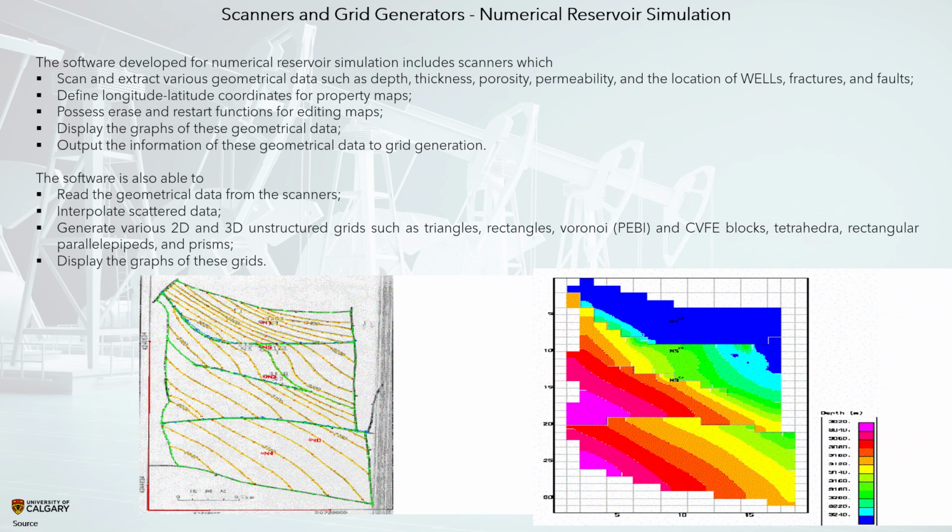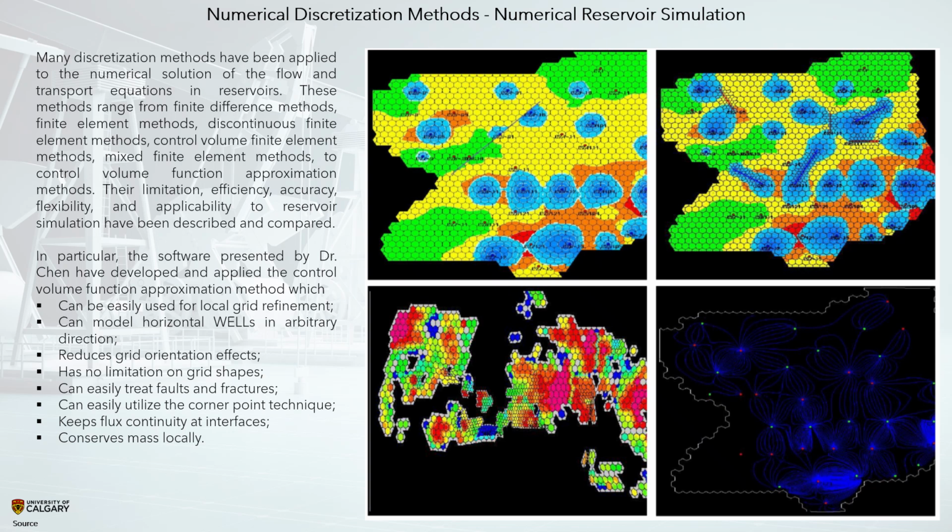The software developed for the numerical simulation of reservoirs includes scanners that facilitate the generation of 3D grids. Many discretization methods have been applied to the numerical solution of the flow and transport equations in reservoirs. These methods range from finite difference methods, finite element methods, discontinuous finite element methods, control volume finite element methods, mixed finite element methods, to control volume function approximation methods. Their limitation, efficiency, accuracy, flexibility, and applicability to reservoir simulation have been described and compared.